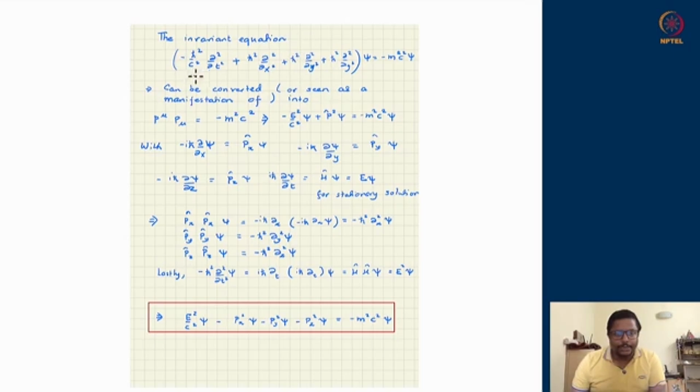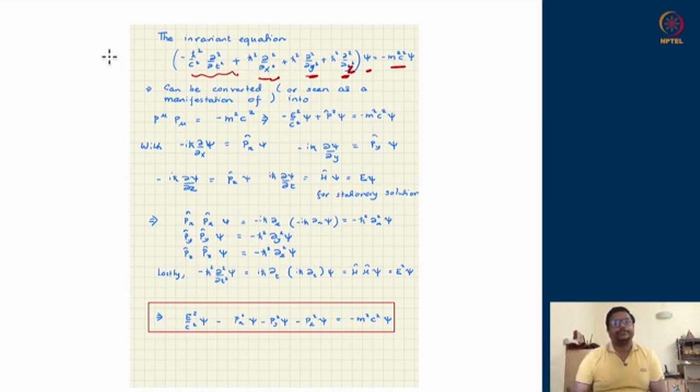So we had this equation at hand where the double derivative of time, double derivative with x, double derivative with y, and double derivative with z are hitting the wave function and ultimately giving you a minus m square c square of psi. Now one can see that this equation can be converted in terms of some meaningful operators which we are familiar with. And what are those? So first of all, we have demanded that the wave function which we are looking for can be separated in x, y, z and t as well.